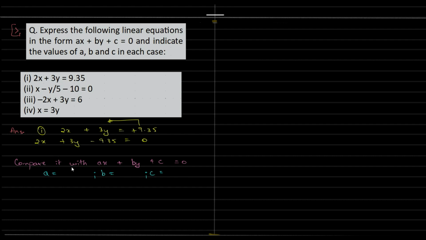A is what? A is 2, B is 3 and C is minus 9.35. That's it. Done. Got it? That's how you do this.